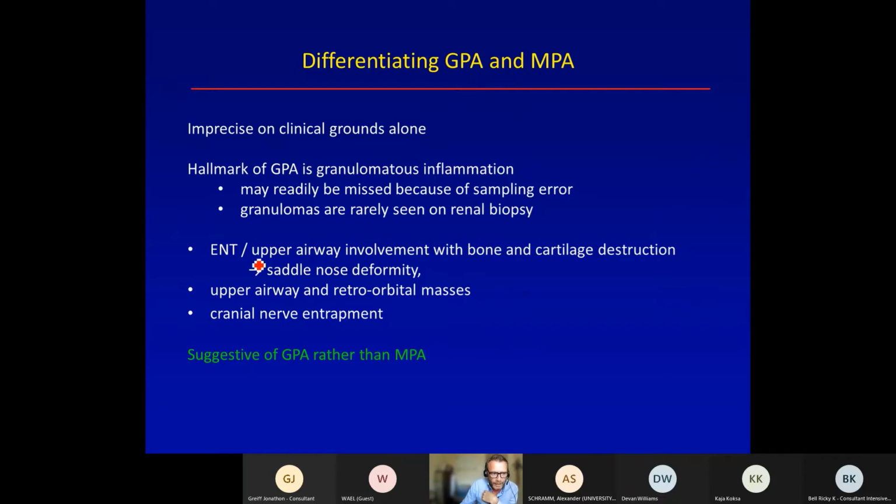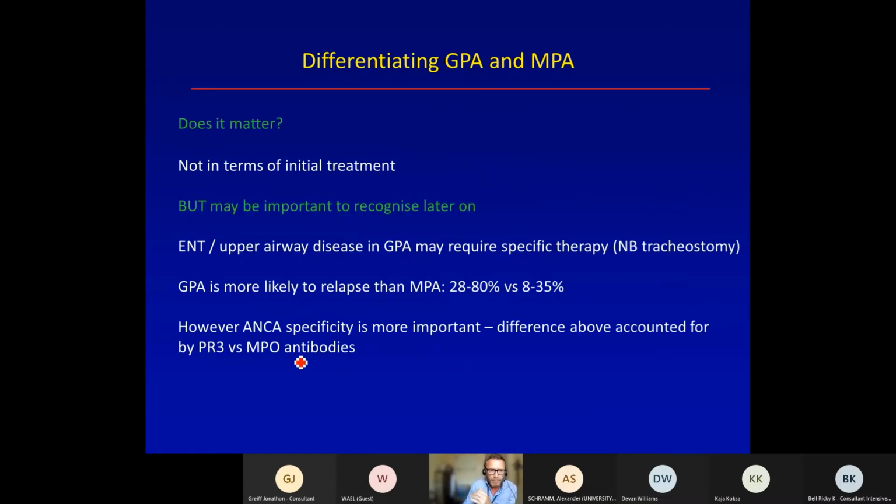Clinically, if you've got ENT or upper airway involvement, it favours GPA rather than MPA. If you've got upper airway and retro-orbital masses, again, that tends to favour GPA. And if you've got cranial nerve entrapment syndromes, then again, that favours GPA. The question is, does it matter? And in terms of the patients you're likely to see when they're presenting with uncontrolled disease, it doesn't really matter, because the initial treatment is exactly the same.